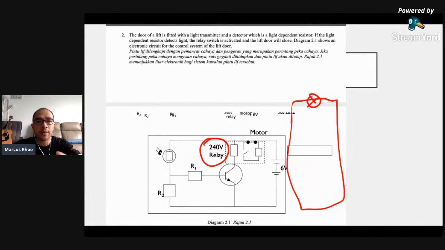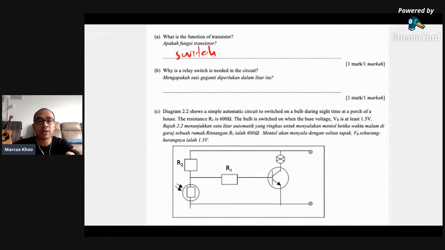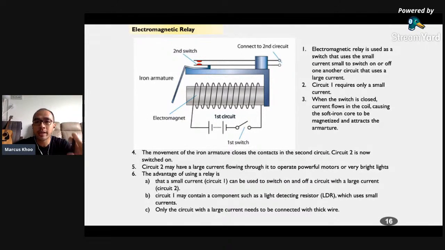The reason I wanted to discuss this question is that it is also a popular question: what is the function of the relay switch, and why do you need one in the circuit? I only mentioned the relay very briefly in chapter 3, and I purposely waited until chapter 4 to talk about it. In chapter 3, when we study electromagnetism, this is actually a relay switch. An electromagnetic relay is used as a switch that uses a small current to switch on or off another circuit that uses a large current.